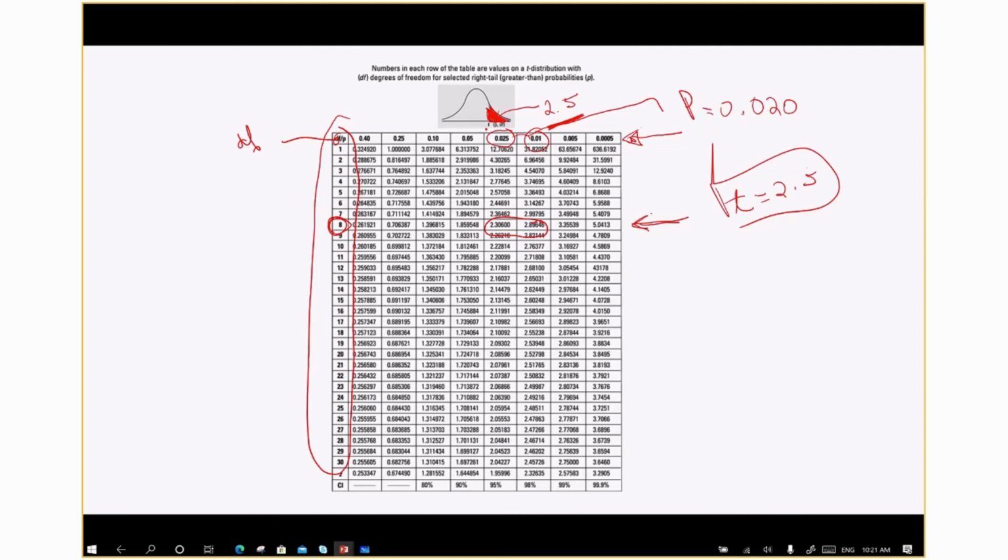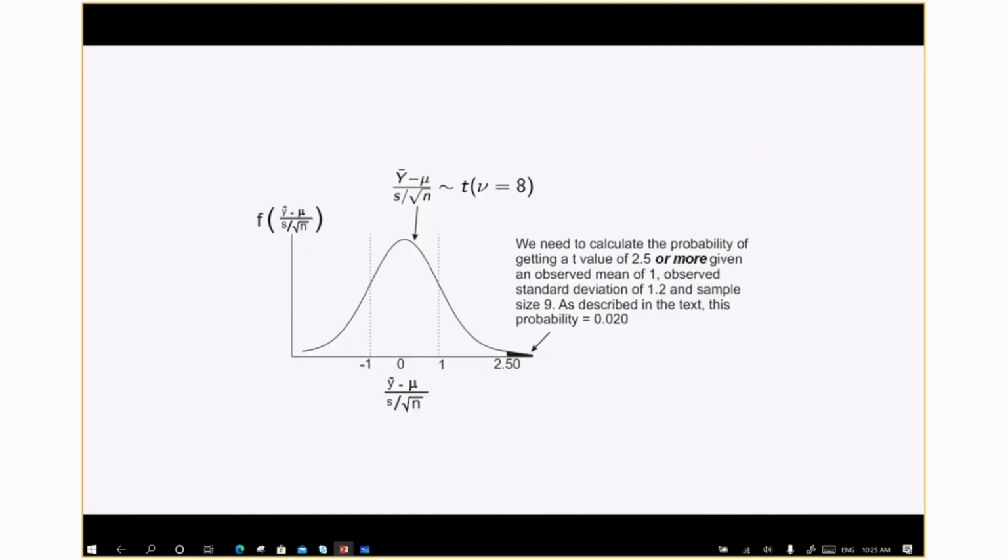Okay, let's go back to the whiteboard. So instead of going back to the whiteboard, let's just move on to the next slide.